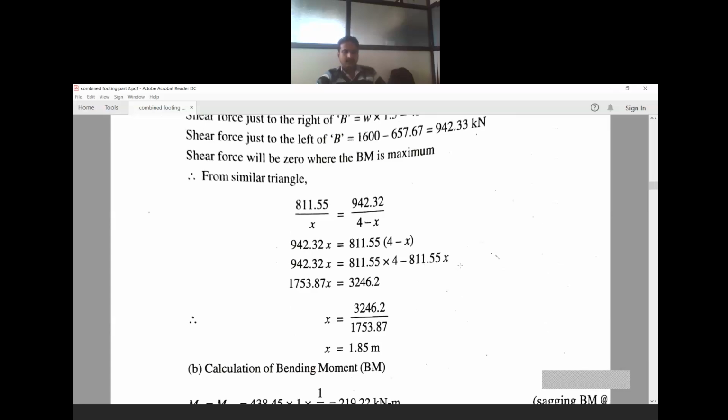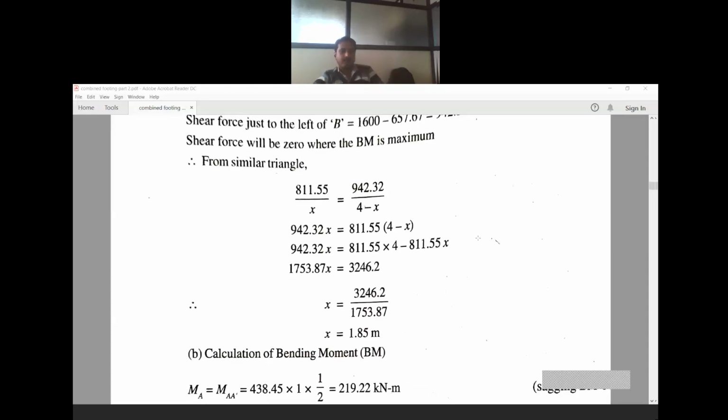Also, we need to get the position of the maximum bending moment. Where will the maximum bending moment occur? It will occur where the shear force value is 0. Where the shear force is 0, the bending moment will be maximum at that point.